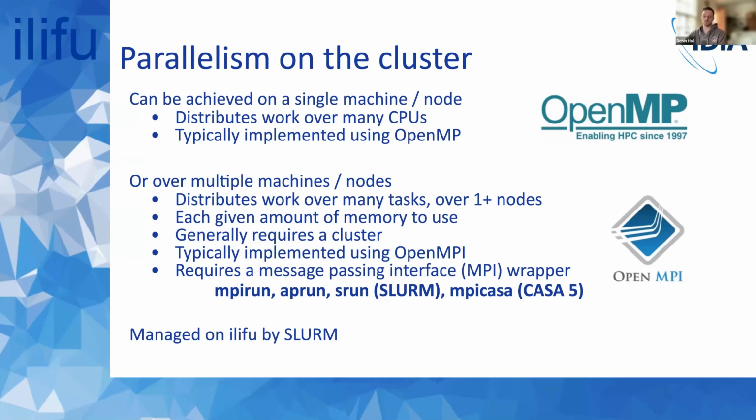Work can also be distributed over multiple nodes, where portions of a node can be allocated as tasks for parallel processing. OpenMPI is typically used for this, which requires a message passing interface wrapper, which I know sounds complicated, but I'll give some examples of this in a few slides.